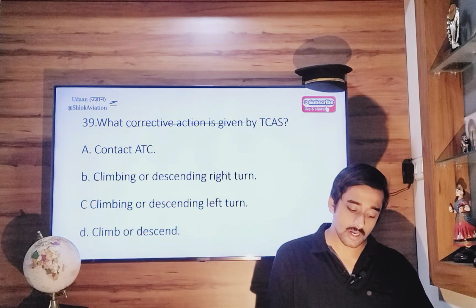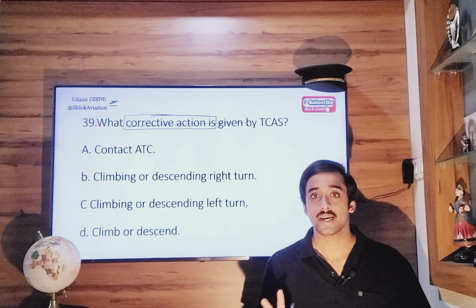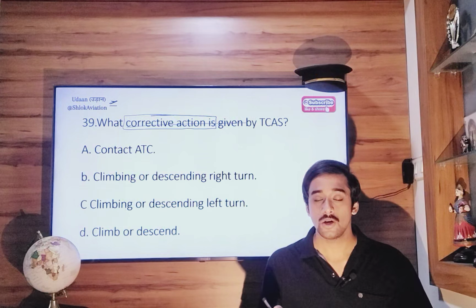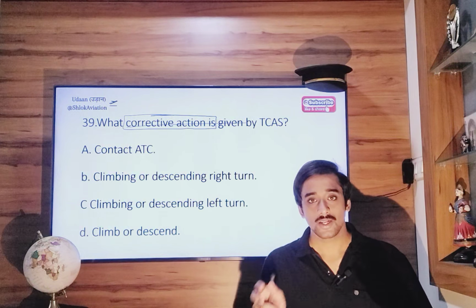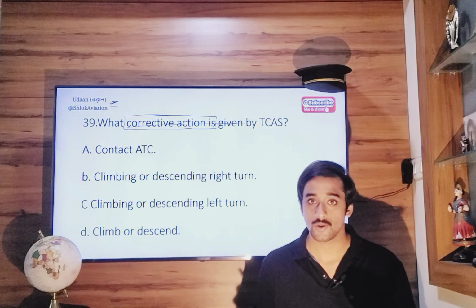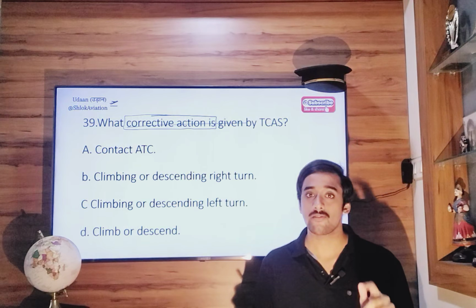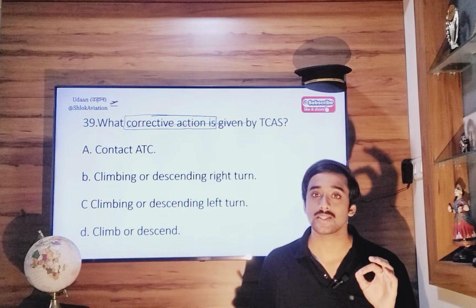What corrective action is given by TCAS? So they are talking about corrective action. There are two types of actions, preventative and corrective. Preventative asks you to monitor your vertical speed, to maintain your vertical speed within a specific band or range. So it's up to you, but stay within that band. A corrective action will require you to perform a specific maneuver instantly.